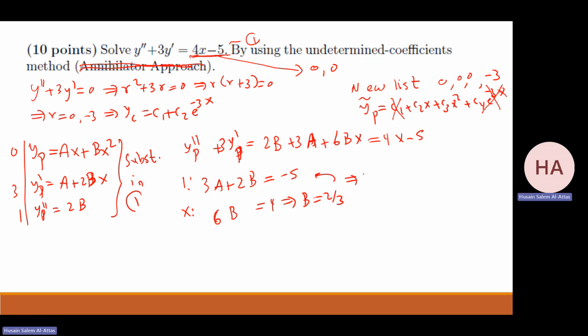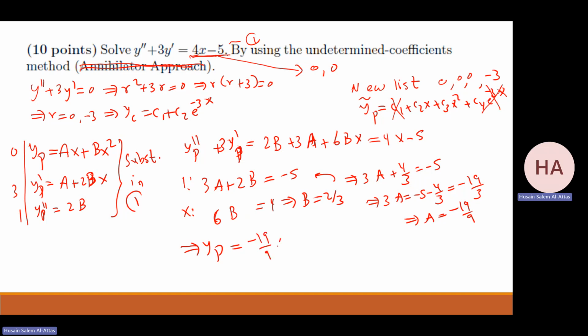Plug it here. I'm getting 3a plus 4 over 3 equals minus 5. So 3a equals minus 5 minus 4 over 3, which is minus 19 over 3. So a equals minus 19 over 9. So what will my yp be? Ax, where a is minus 19 over 9, so minus 19 over 9 x plus 2 over 3 x squared. That will be yp. My general solution, y equals yc plus yp. That is, yc plus yp.